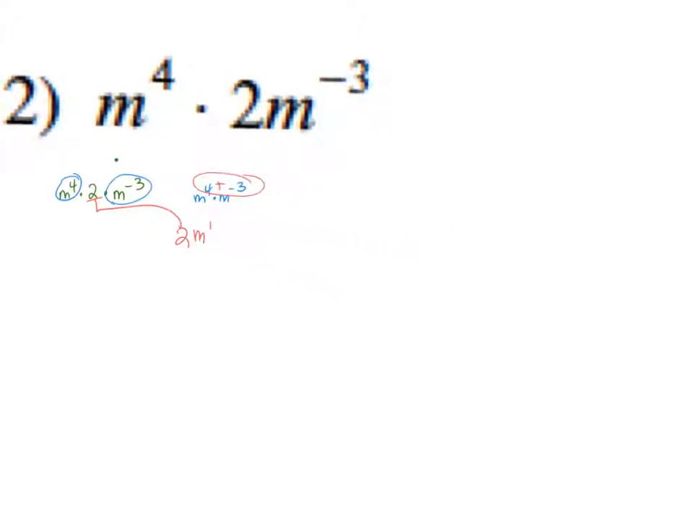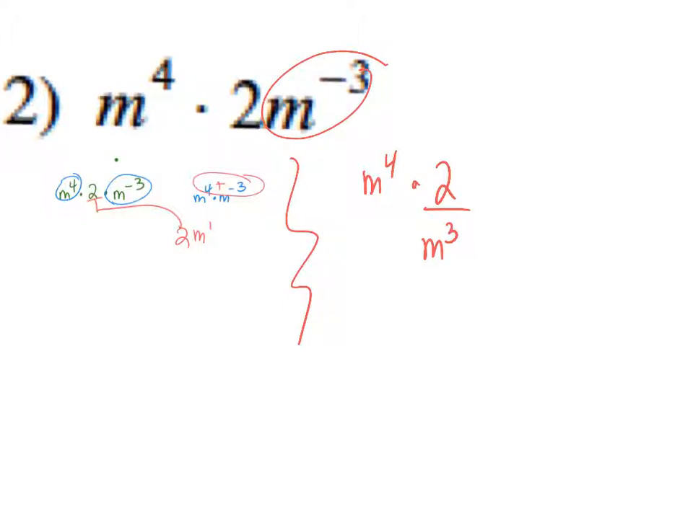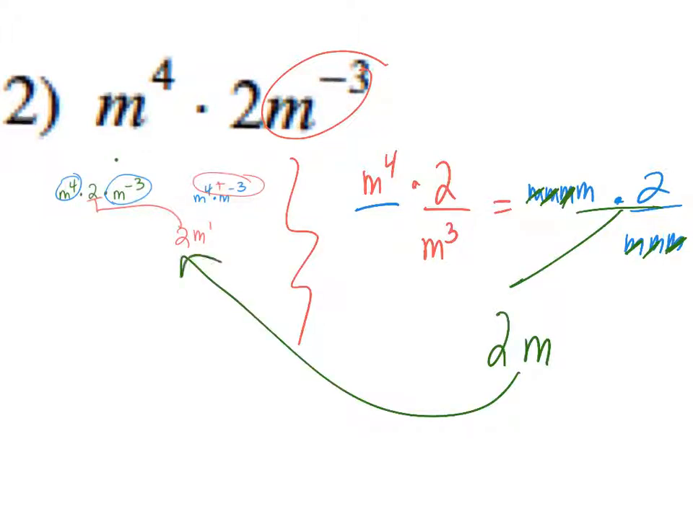Way number 2 would be to actually rewrite the negative exponent so that it gets relocated down to the bottom. Then when you multiply, remember, you have 4 m's on top being multiplied by 2 with 3 m's on the bottom. Anything over itself divides away, so this divides away with this, divides away with this, divides away with this, and you're left with only 1 m on top, which leads you to 2 times m, which is the same answer.